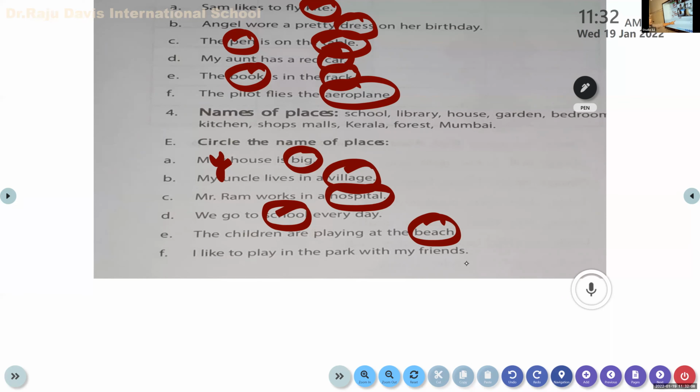Park with my friends. Okay, come on, identify the name of the place there. Park. Yes, very good. So in this exercise, children, similar sentences will be given, not the same one. So you should know how to identify the names of person, place, animals, and things. Okay, now let's move on to the next exercise.